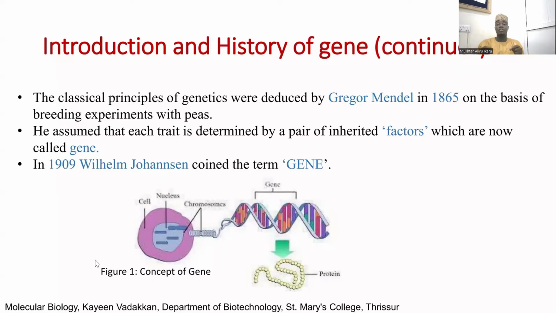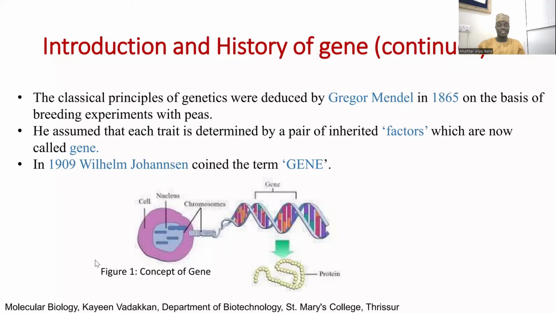And those inherited factors were not known as genes until 1909, when Wilhelm Johannsen coined the term gene. At that time, Gregor Mendel did not know about the gene, but he knew that the character passed from the parent to the offspring is due to inherited factors. And those inherited factors were called genes by Wilhelm Johannsen in 1909.